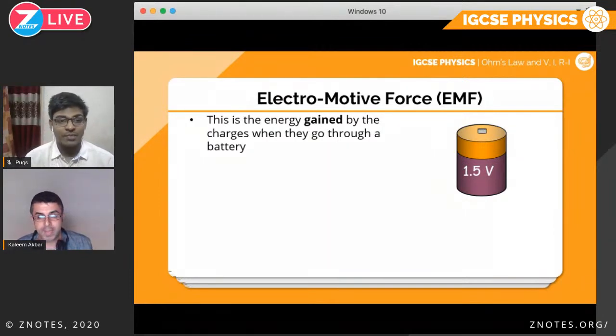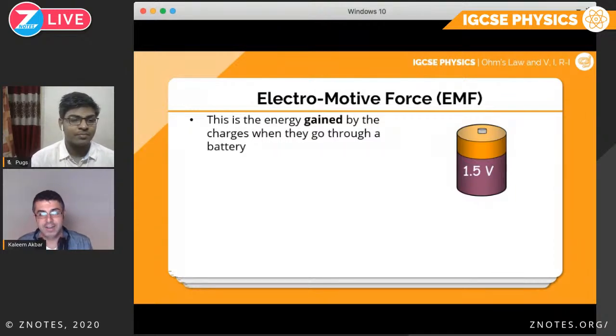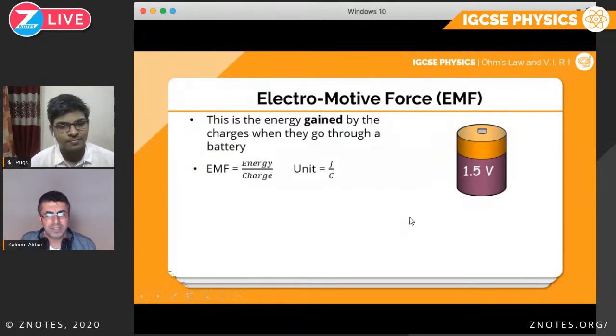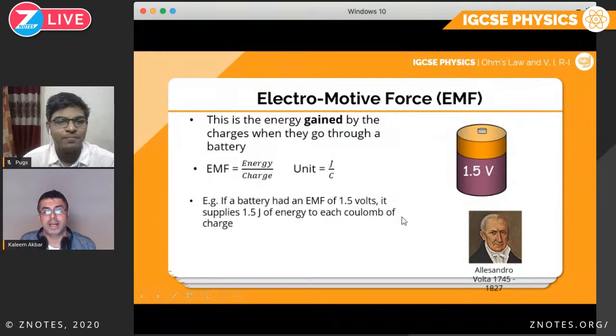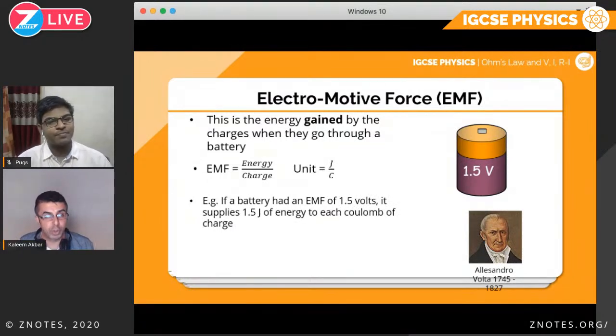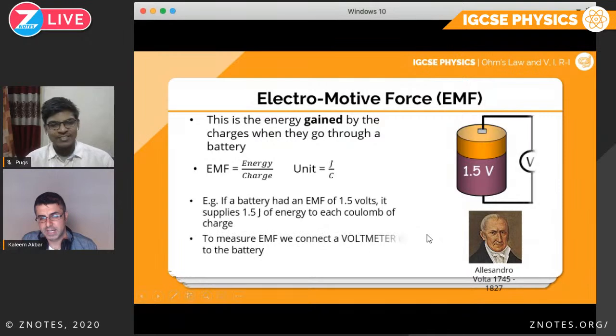It would be wrong. So for consistency, and only for consistency, I urge you, call current or define it as the rate of flow of charge, I equals Q over T, and define voltage as the energy given to each coulomb of charge. So EMF equals E over Q. So the unit is joule per coulomb, but it was named after Alessandro Volta, and he basically said 1.5 joules per coulomb is 1.5 volts. So what the hell is going on here? Let me see if the next slide helps.